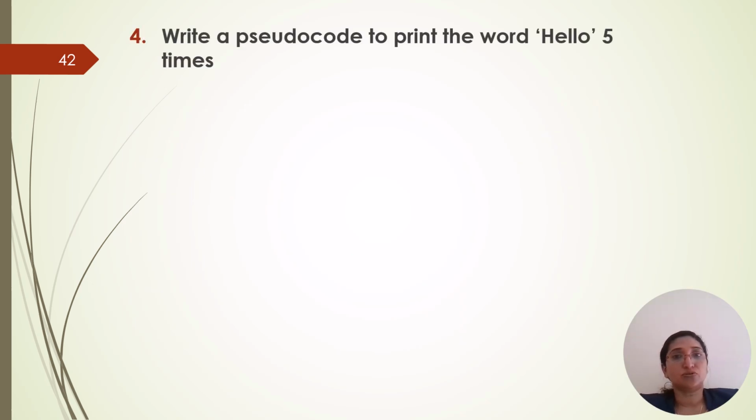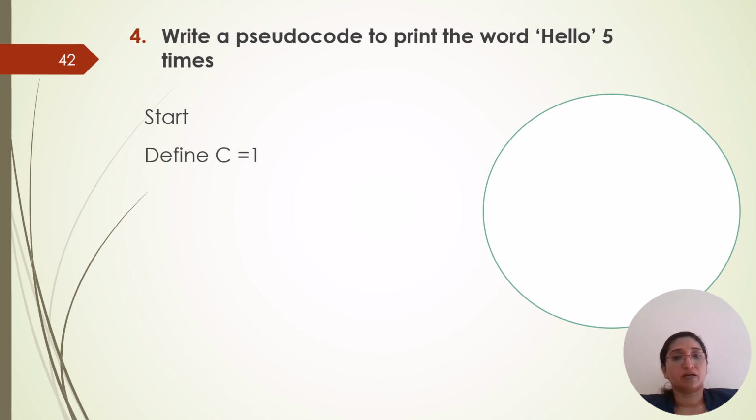Write the pseudocode to print the word hello 5 times. You begin the program. So I'm taking the memory. Assume that this is your computer's memory. You define, see here defining is compulsory because you are making this a counter. You're going to count 5 times. So before you use this, there should be a value for this. So you say c equals to 1 initially.